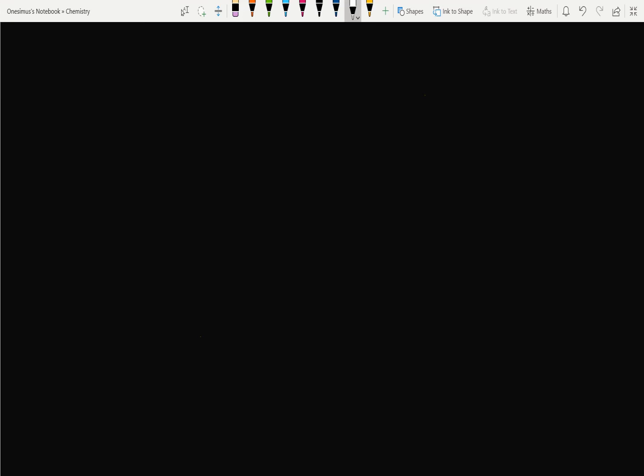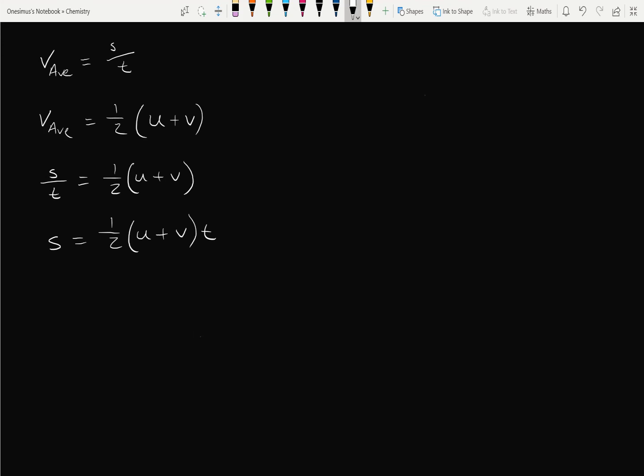Starting off, we can define average velocity as displacement over time. An average velocity is equal to half of final velocity, v, plus initial velocity, u, as that is what an average is. This means that we can combine these equations to create a new equation without that ugly average velocity in it. If we multiply both sides by t, then we can create an equation which gives us displacement when both velocities and time are available. We can call this equation 1.